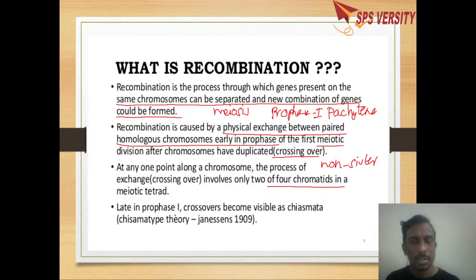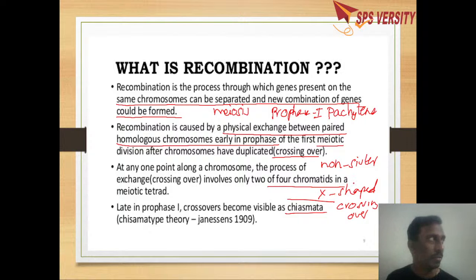Later on in prophase, the crossing over becomes visible as a chiasmata. Chiasmata means the point where crossing over has occurred. At the point where crossing over has taken place in the chromatids, you can see an X-shaped structure, which is called chiasmata. So chiasmata represents the point where crossing over has taken place.